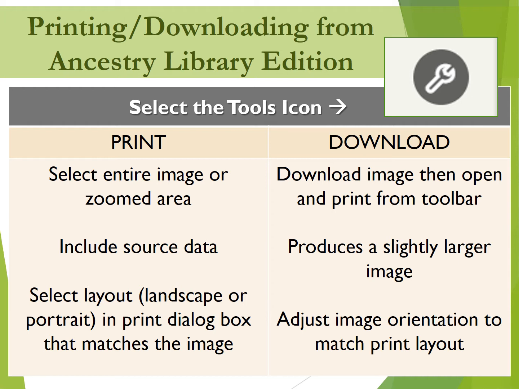New users quickly learn that your computer's Control or Command P shortcut does not always print the desired results when working with original images in Ancestry Library Edition. To print or download original images in this database, you need to select the Tools icon discussed previously. Until January 2022, this icon had two crossed tools. Within this icon, you'll find options to help you tailor your print or download as indicated on this slide.